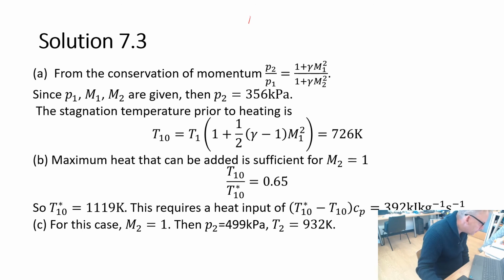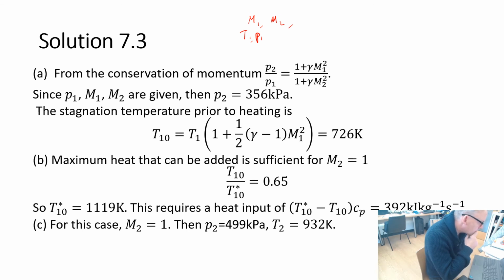So in this particular problem, we're given Mach number 1, Mach number 2, and we're given also T1, P1. And we're asked to calculate the pressure after we've added heat, or this change in Mach number, which goes from large supersonic to closer to a sonic state. From conservation of momentum, we find the pressure ratio, and we just simply need to substitute in the values on the right hand side and P1 and determine what P2 is. Relatively straightforward. The stagnation temperature prior to heating, T1 naught, is T1 times (1 plus half gamma minus 1 M squared), which is 726 K, relatively straightforward.